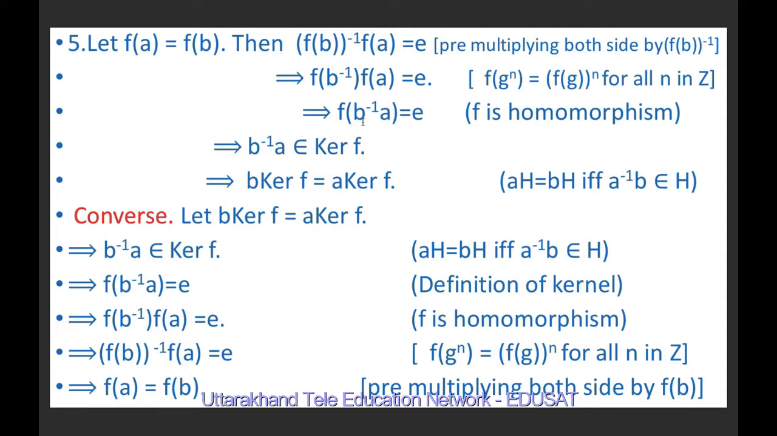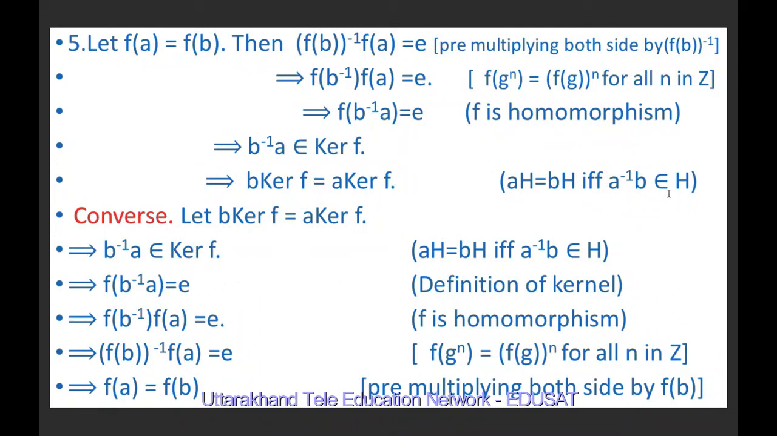It means f(b^-1 a) is equal to E, because f is a homomorphism, it preserves group operation. And this implies b^-1 a belongs to the kernel of f, because f(b^-1 a) is equal to the identity element, and b^-1 a is an element of group G. So b^-1 a belongs to the kernel of f. And this implies b kernel f is equal to a kernel f, because we have studied in the properties of a coset in the previous lecture that aH is equal to bH if and only if a inverse b belongs to H.